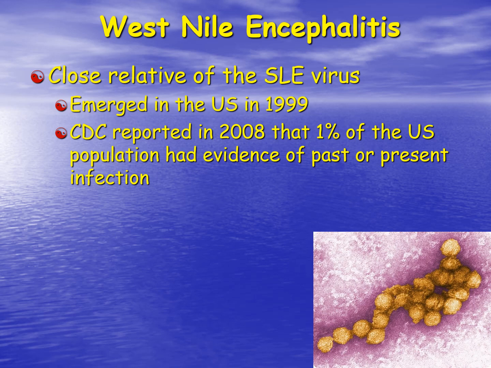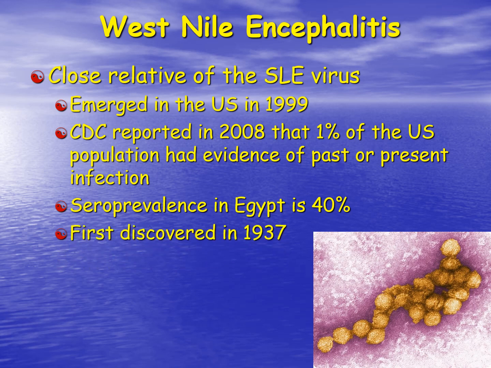The CDC reported in 2008 that 1% of the U.S. population had evidence of a past or present infection. The seroprevalence in Egypt, where this was discovered in 1937, is 40%. Many people actually get West Nile encephalitis and never know that they had it. Their immune system clears it fast enough.